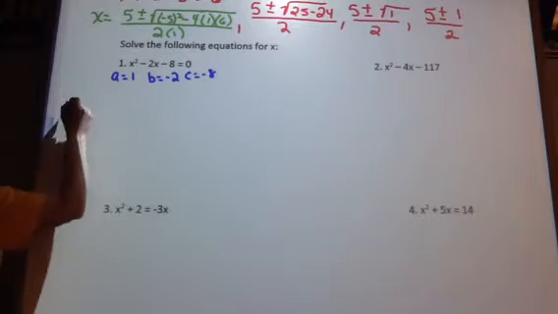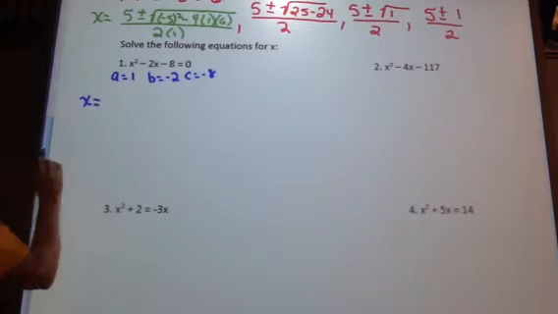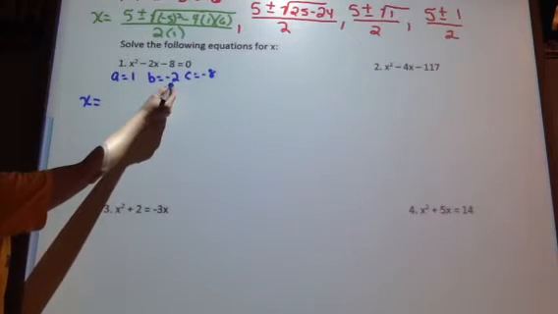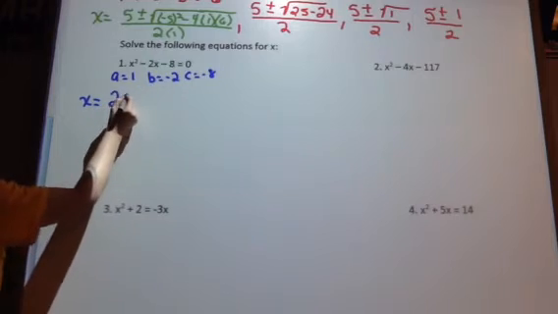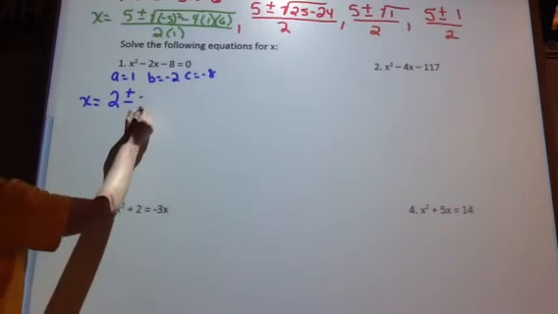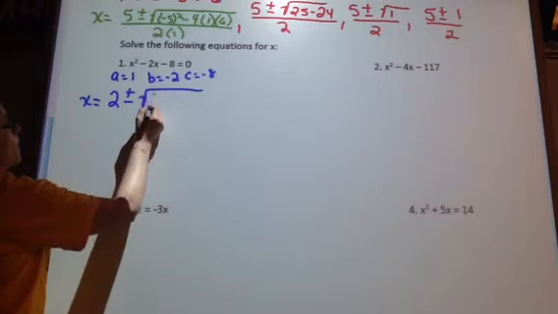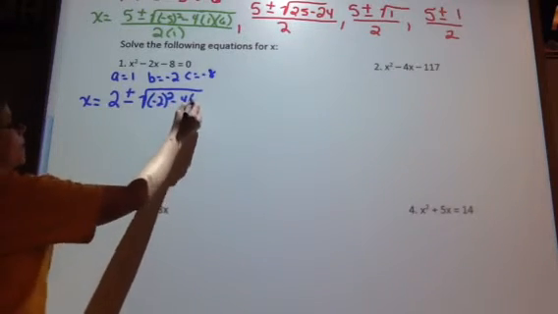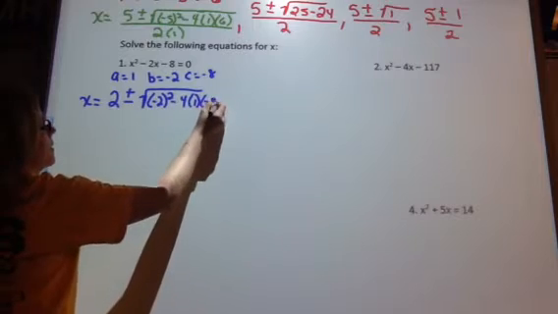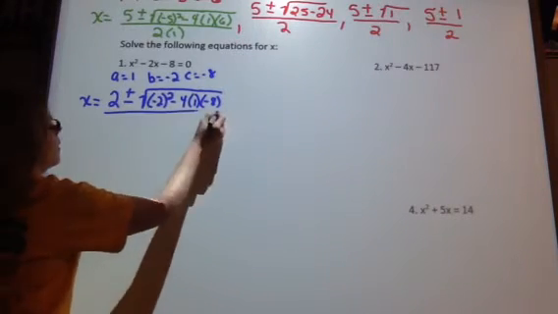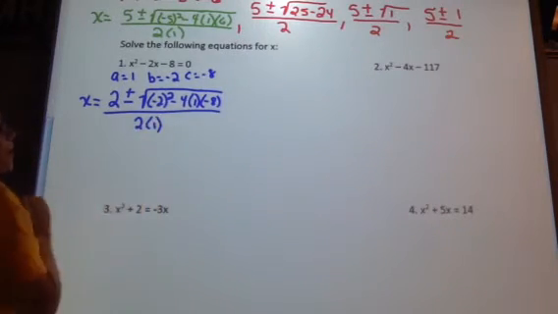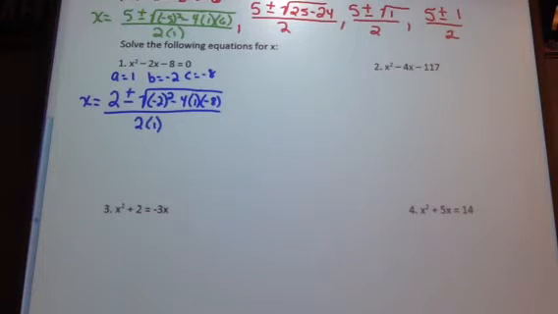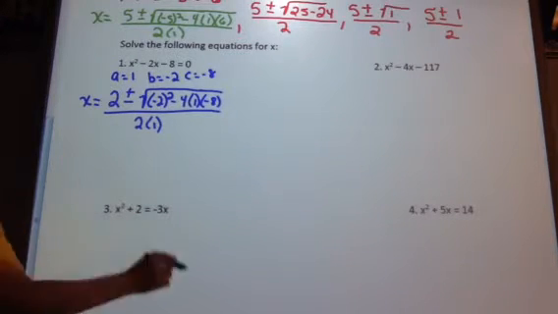Now we can substitute in. So x equals opposite of b. B is negative 2, so the opposite of b is 2, plus or minus, radical sign, b squared minus 4 times a times c, all over 2 times a. Okay? So let's simplify.